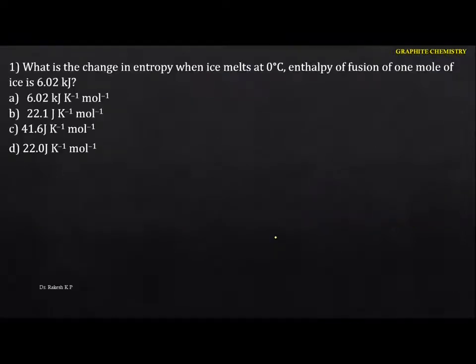What is the change in entropy when ice melts at 0 degree Celsius? The enthalpy of fusion of 1 mole of ice is 6.02 kilojoule. So we know the equation to calculate the change in entropy: delta S is equal to the change in enthalpy of fusion, divided by the temperature.